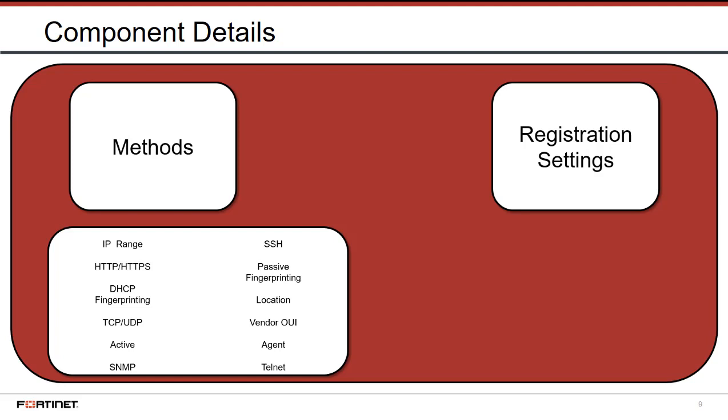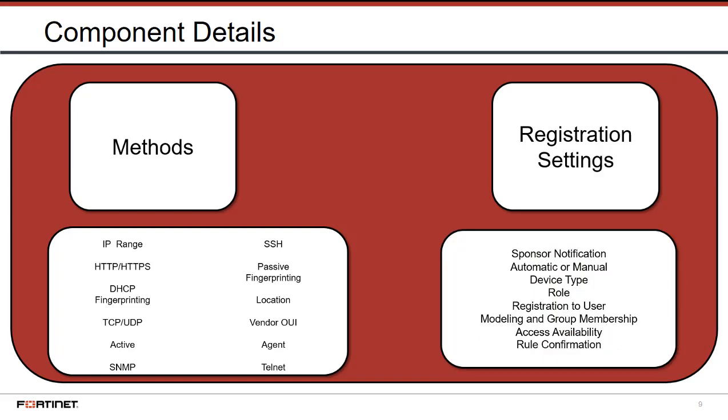So very often, device profiling rules are 1, 2 of these, maybe 3, because it can get pretty granular pretty quickly. Now, once a rule has been determined to have been matched by the methods, then registration settings can be carried out. So there's a variety of options here. We have sponsor notification. Any administrator can be a sponsor, and this notification can result in an email being sent off to that sponsor. So this notification is based on rule.